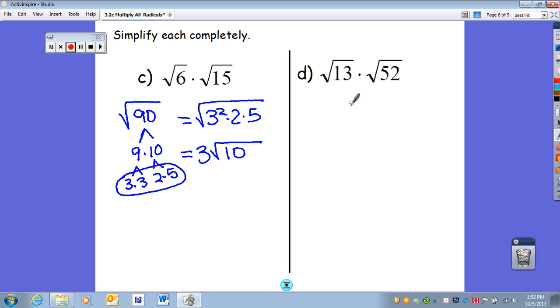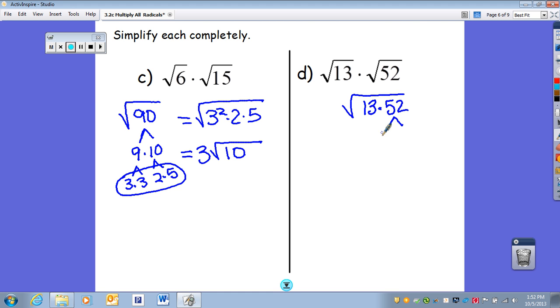Next, we take 13 times 52, which is going to be the square root of 676. Or what we could do is we already realized that we could put these two together underneath the radical, and we can start making our factor trees right away. So we have 13 times 52.